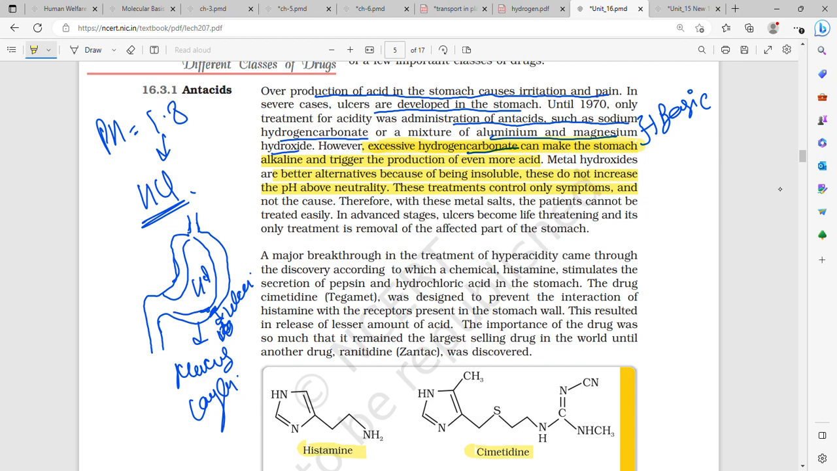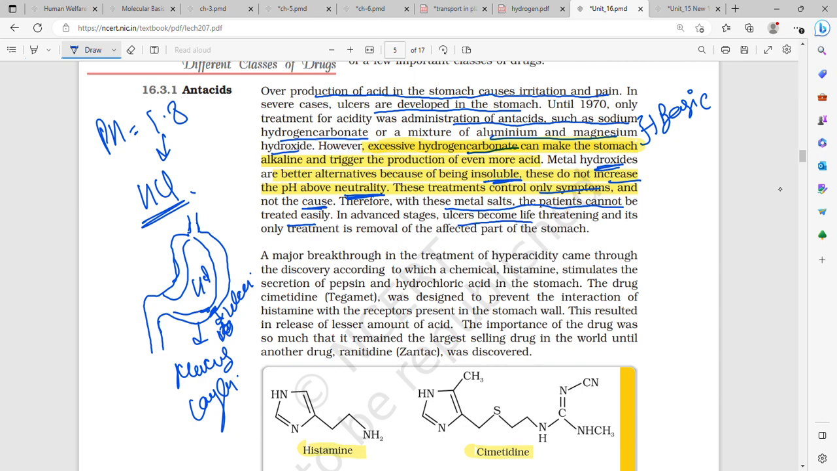Hydrogen carbonate is soluble, but metal hydroxides such as Al(OH)3 or Mg(OH)2, both of these are insoluble, and therefore they will not increase the pH above neutrality. These treatments control only symptoms and not the cause. Therefore, with these metal salts, patients cannot be treated easily.